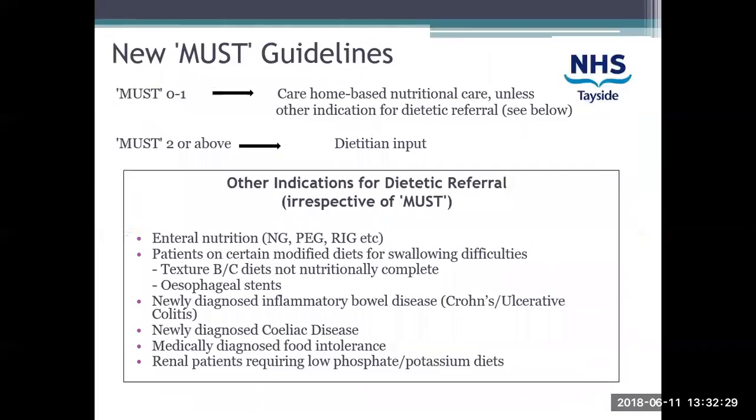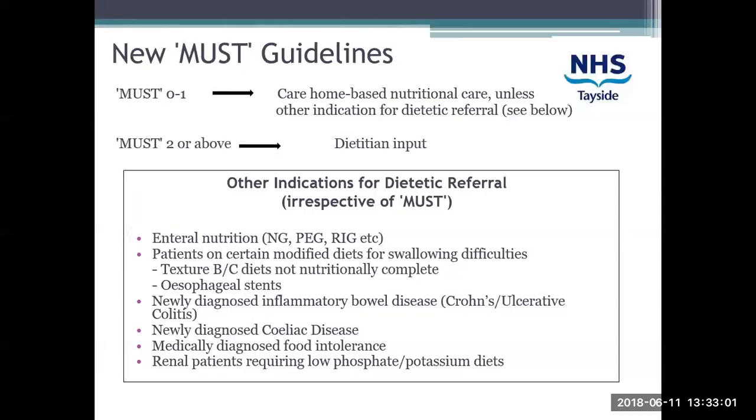Okay, so as part of the new MUST management guidelines, it's quite similar to before for MUST of 0 to 1, which would be care home based nutrition. So as we said, 0 is low risk and 1 is medium risk, unless there's another indication for dietetic referral. So it's not solely reliant on MUST scores for a dietetic referral.